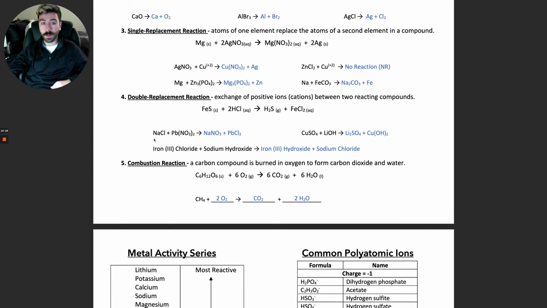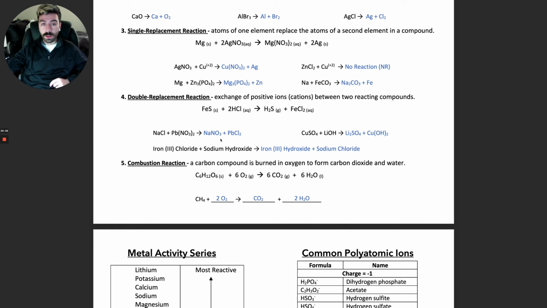In this first example, we've got sodium chloride and lead 2 nitrate. We know it's lead 2 nitrate because nitrate is -1. If there's 2 of them, there's a -2 charge and 1 lead, so lead 2 nitrate. So sodium and lead are going to switch. So you'll end up with sodium nitrate, which is just NaNO3 because +1 -1, and lead 2 chloride, so PbCl2. And that's it. You just switch the positive portion, the cation.